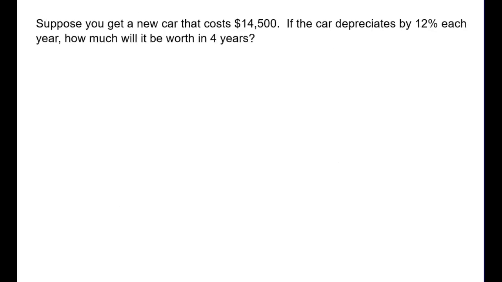Example 2. Suppose you get a new car that costs $14,500. If the car depreciates by 12% each year, how much will it be worth in 4 years? Depreciate, think decrease. That's how much the value of the car is going down each year. So we're still going to have that same type of equation as last time. Instead of A, I'm going to use V, representing the value of the car at a given time after so many years. So V is equal to, we want to write the original amount. We got the car for $14,500.